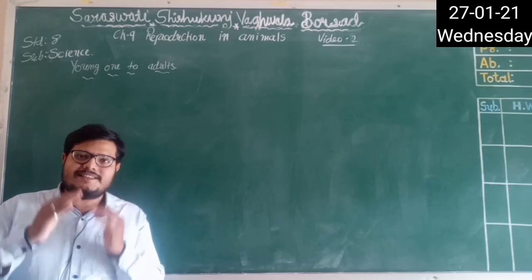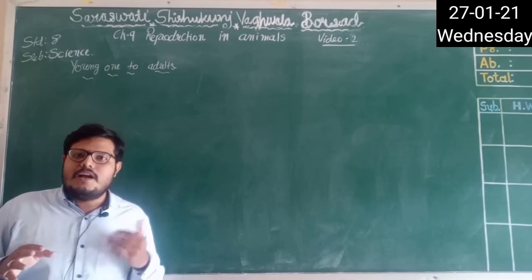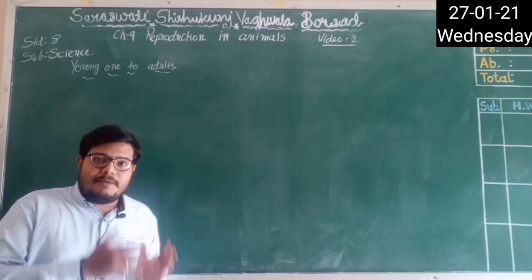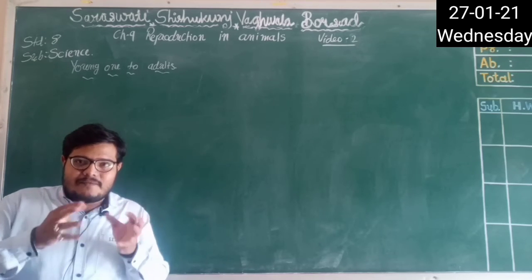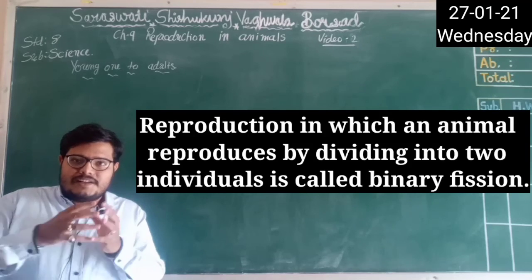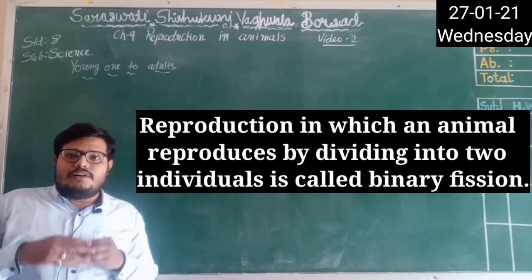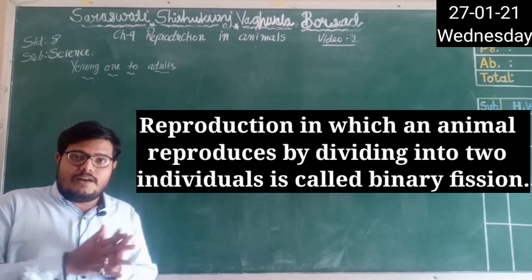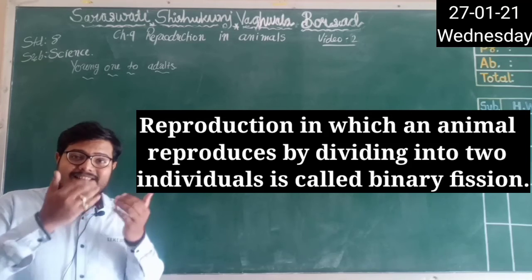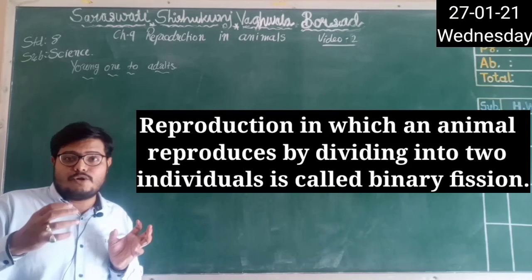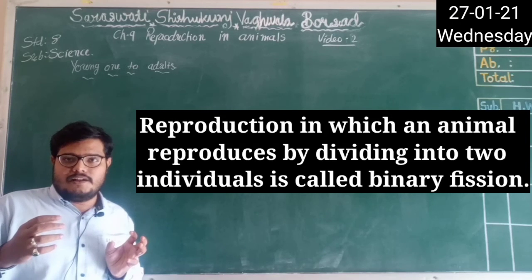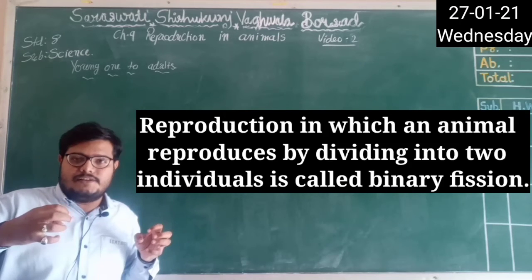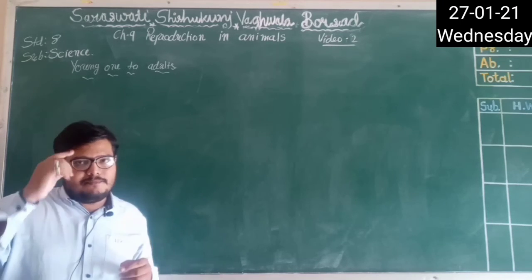Now look here, in asexual reproduction there are different types. First we have studied budding. Now the reproduction that takes place in amoeba, right? It divides itself into two. It divides its nucleus into two, right? So a type of reproduction in which an animal reproduces by dividing itself into two separate or two individual living organisms is known as binary fission. Binary fission. Fusion and fission, keep that in mind.